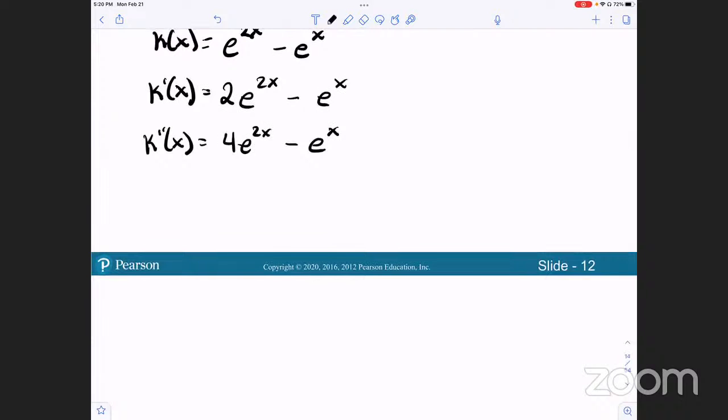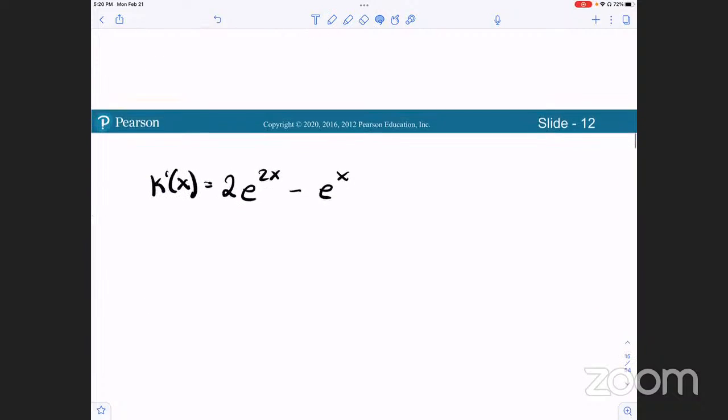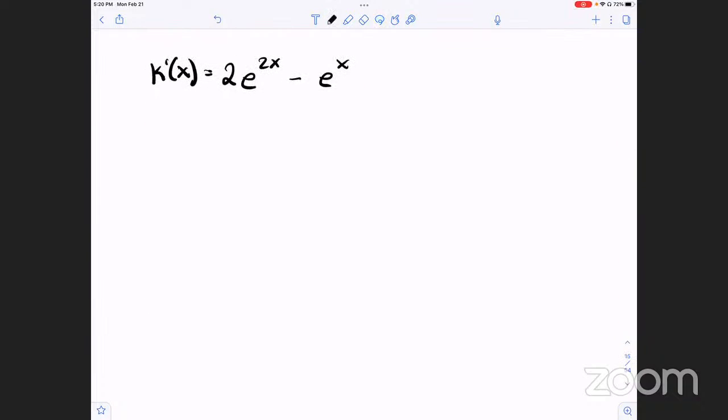We need to look at when the first derivative is 0. So we want to take this k prime that we found, copy and paste. And we want to set that equal to 0. Let's see what we can do. Okay. So then we're going to say this 2 e to the 2x minus e to the x. We want to set that equal to 0.